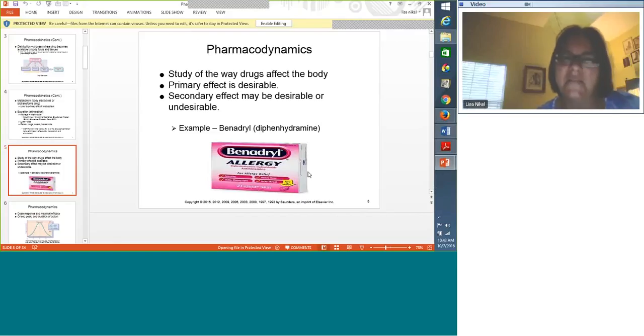But a good example that I wanted to give you for Benadryl is, in the study of the way drugs affect the body, you want to make sure that you understand the terminology primary effect and secondary effect. The primary effect is the desirable effect, or what the drug is supposed to be doing. Benadryl is the brand name of a drug, and I'll spend more time talking to you about brand and generic. Diphenhydramine is the generic name.